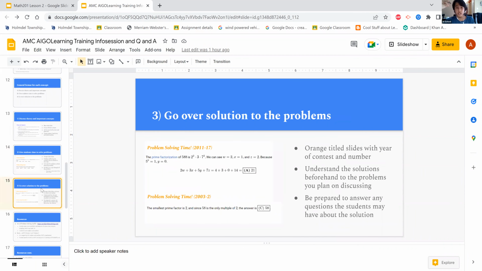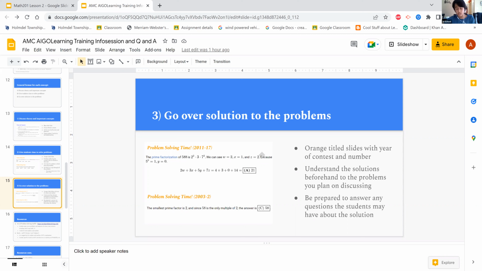All right, so next, afterwards, go over solutions to the problems. So it's very important to understand the solution beforehand to the problems you plan on discussing. So that way, if the students throw questions at you, you'll be able to answer them in a very detailed and professional way. So for example, right here, the prime factorization of 588 is 2 squared times 3 times 7 squared. What the student might ask you is, how did you factorize 588? So that's why it's very important to understand the solution and how to get there.